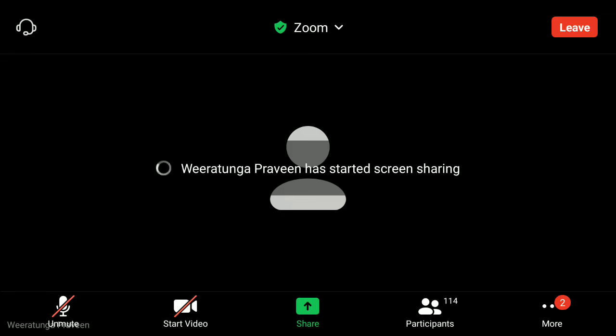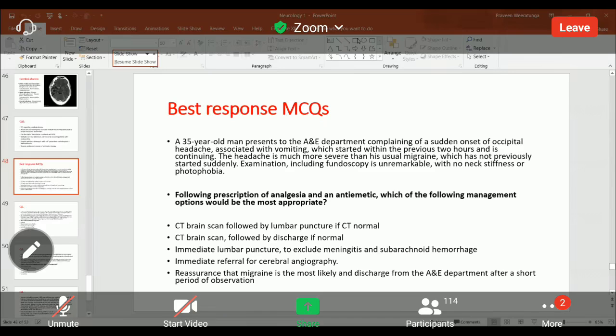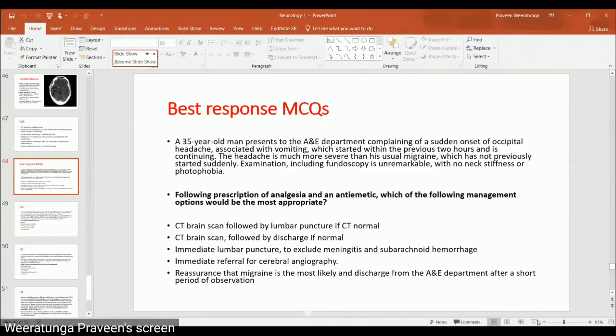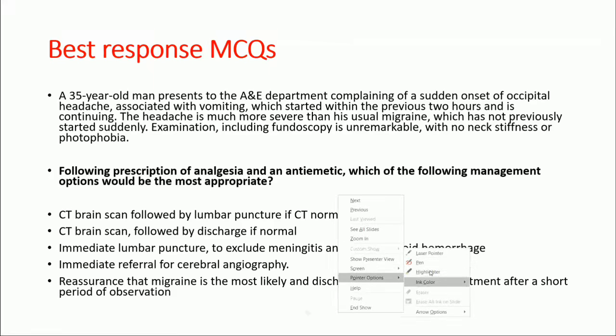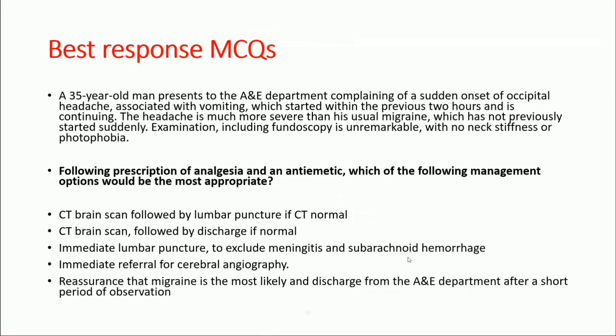So let's finish those off. I told you that these are easy now, easy to answer. We've discussed this. So a subarachnoid hemorrhage. What would you do here?